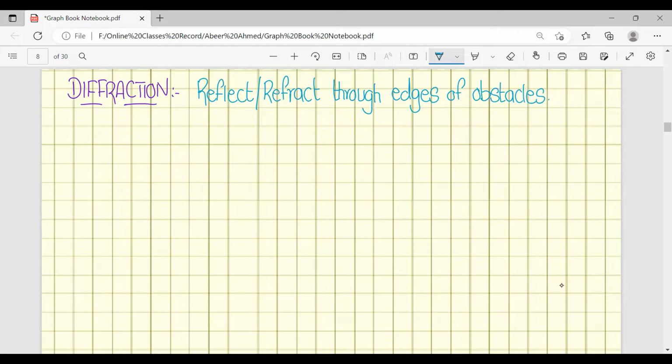So in this process, waves are going to be reflected or refracted through the edges of obstacles, which are going to be placed in the path of waterways, right?